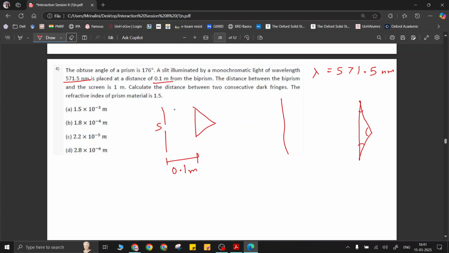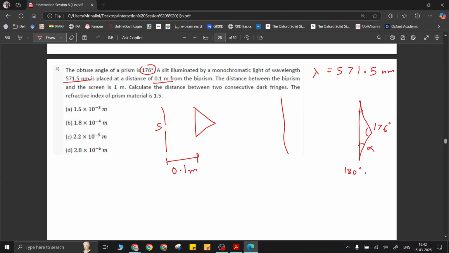This is the obtuse angle here, because here all the angles look the same, but actually it looks something like this, a biprism. So the obtuse angle is given to be 176 degrees, meaning this angle we are talking about is 176 degrees. So this one angle we know, we call it a base angle or acute angle of this prism. In a triangle all the angles add up to 180 degrees, right?